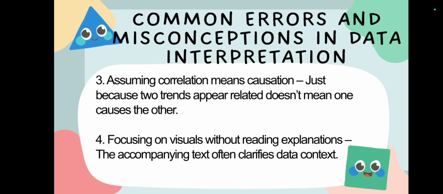Something like that. Number 3, assuming correlation means causation. Just because two trends appear related doesn't mean one causes the other. Now, two things can increase together without one causing the other. What's the meaning of that? Two things can increase together without one causing each other. What do you think, or what is your interpretation of that?